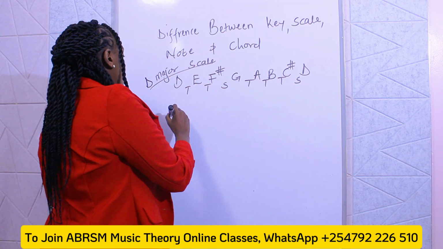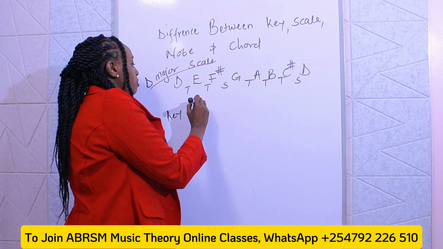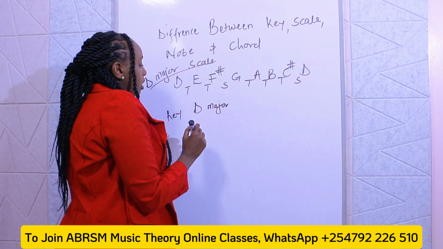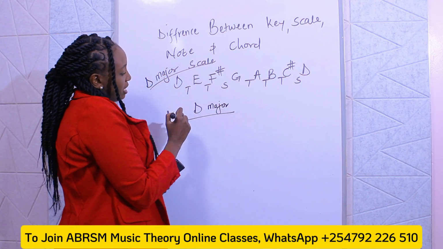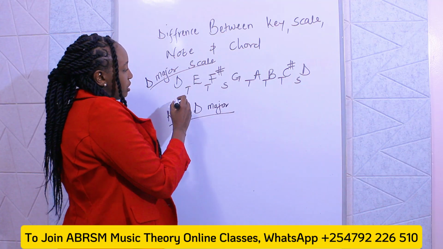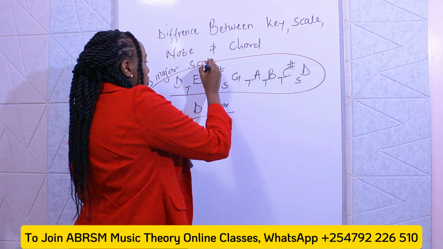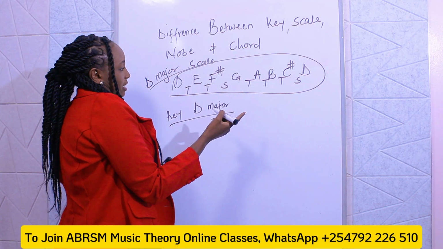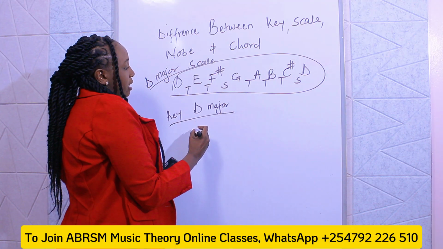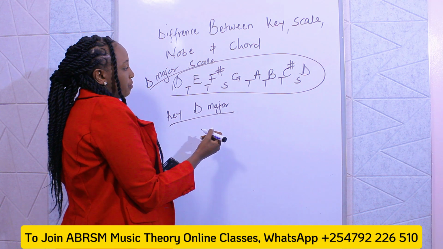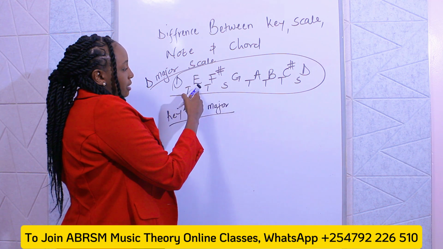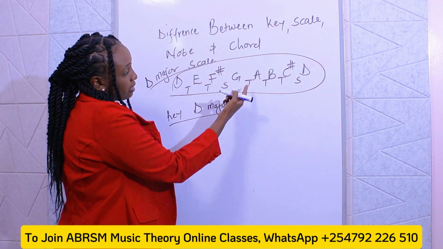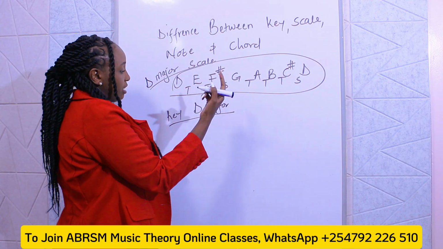Now, for key, say for example, I'm in the key of D major. So in key, it will mean that I am playing notes that are in this particular scale, but not in the order of the scale necessarily. So I could play, for example, say I take the chord, any chord. Say I take A, right? Or even I take E.